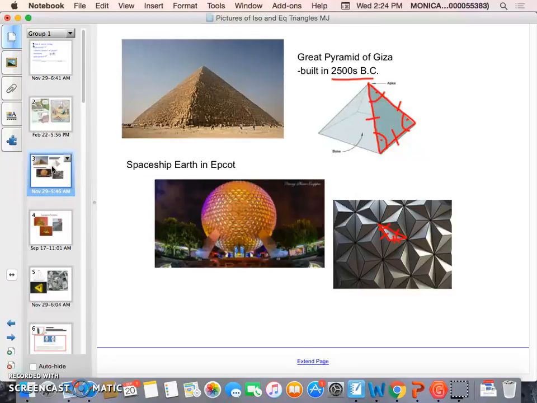And then if you've ever been to Epcot Center in Disney World, the globe, Spaceship Earth, that's actually based off of isosceles triangles. And what's different about an isosceles triangle is that two sides are equivalent and two angles are equivalent, not all three. Let's look at some more examples.